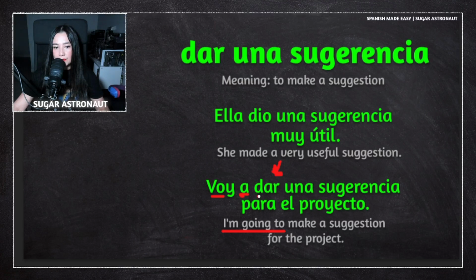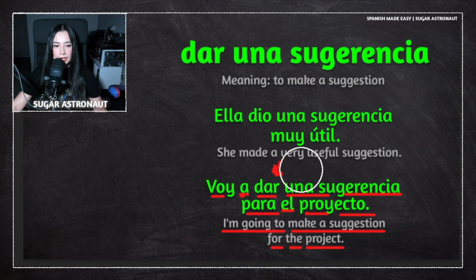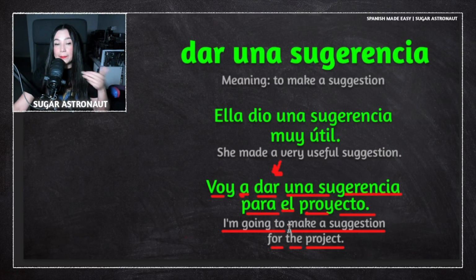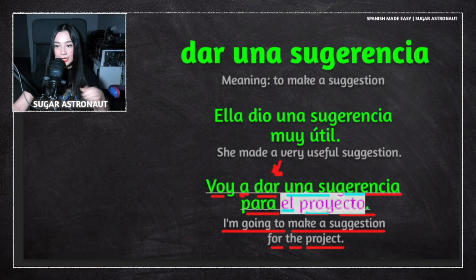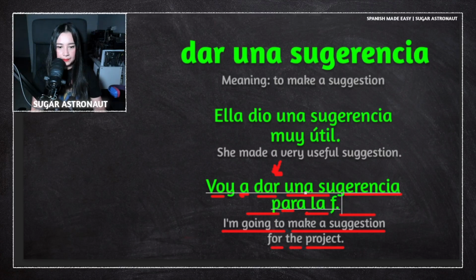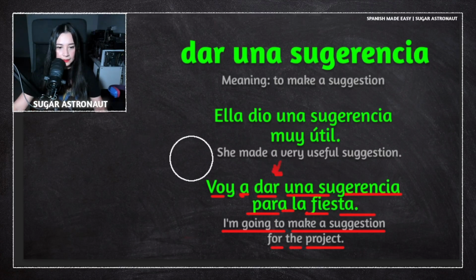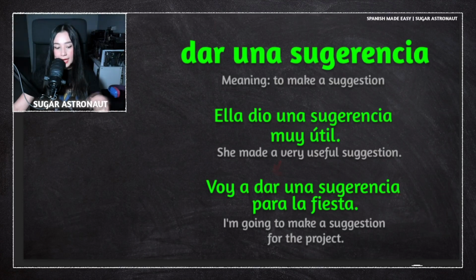In this situation, we have the phrase we're learning, dar una sugerencia. And that means make a suggestion. Para means for. El, the, proyecto, project. So it's an easy example. Of course, you can replace this para el proyecto with anything else. You can say, voy a dar una sugerencia para, and then you can change that, la fiesta. Voy a dar una sugerencia para la fiesta. I'm going to make a suggestion for the party.